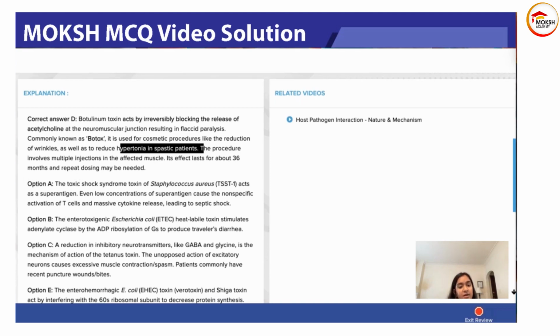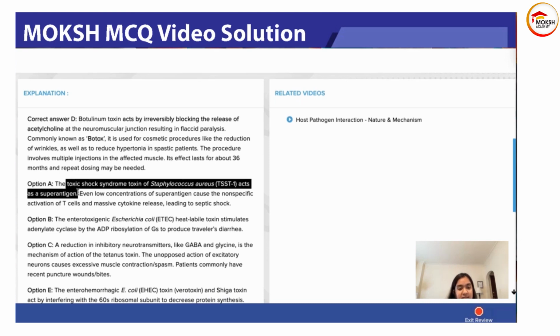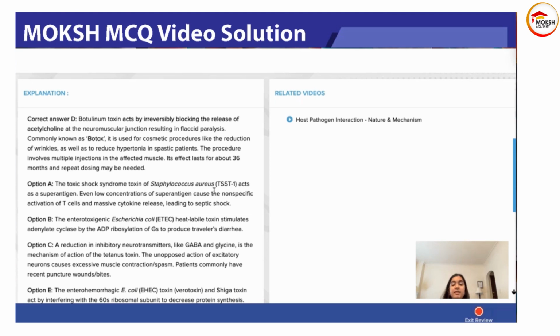Okay, then toxic shock syndrome, toxin of Staph aureus. It acts as a super antigen. This is high yield to remember. The TSST toxin is a super antigen. So even low concentrations of super antigen can cause non-specific activation of T cells. Because of this non-specific widespread activation of T cells, there are severe sepsis-like symptoms in these patients. So this causes a massive release of cytokines, resulting in septic shock.